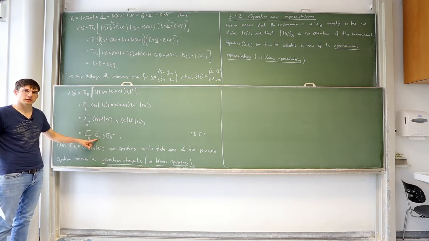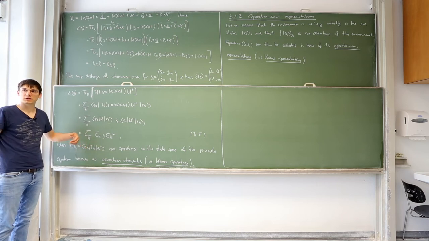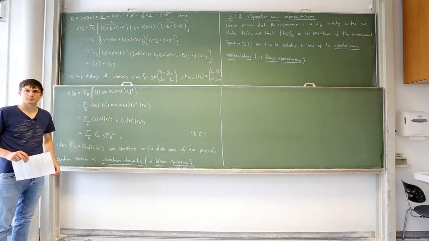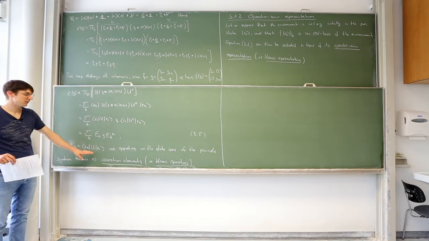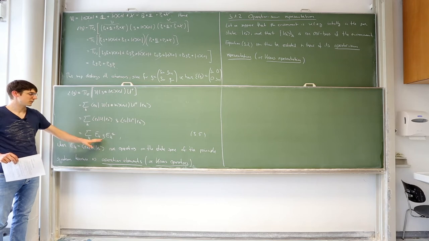And now what is the beauty of this? The beauty is that this expression here only involves things which live on the principal system. Here nothing lives on the environment anymore. Because these operators E_k live on the state space of our principal system. And so with this trick we got rid of the operator U, which lives on the environment. Of course, it's not easy to get this unitary. But we're going to see that this operator sum representation is very useful.